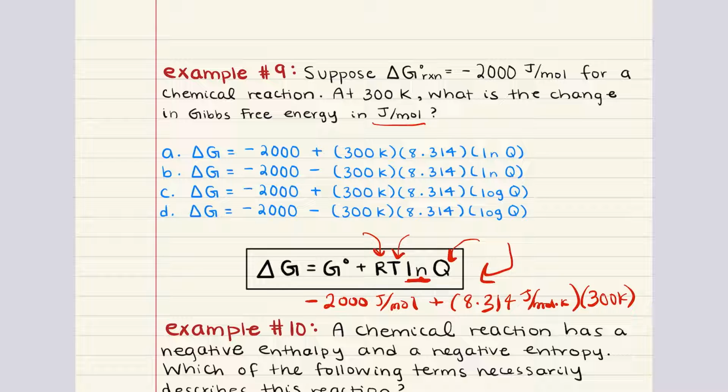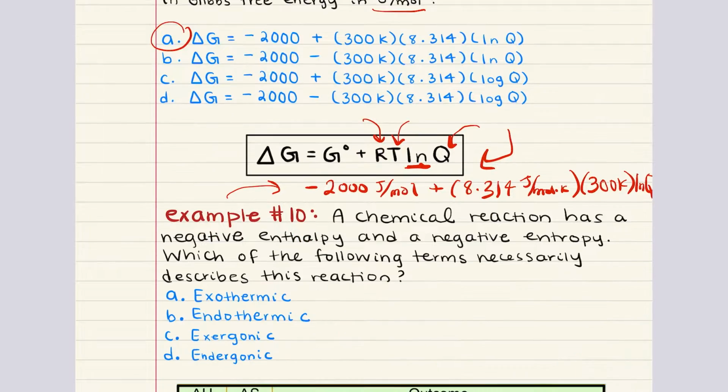Q is the reaction quotient. We're not given that information, so we're just going to keep it at that natural log of Q. Now that we have our expression, we want to see which answer choice matches it perfectly, and that is going to be answer choice A. Therefore, 9 is A. Beautiful. Let's move on to problem 10.